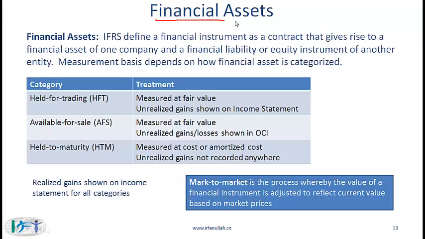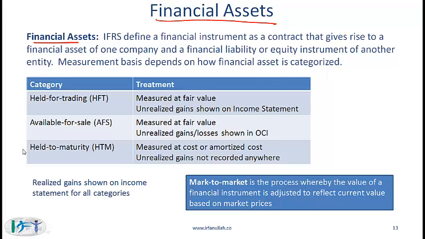Moving now to financial assets, and I think this is one of the most testable elements from this reading. IFRS define a financial instrument as a contract that gives rise to a financial asset of one company and a financial liability or equity instrument of another entity. The measurement basis depends on how the financial asset is categorized.